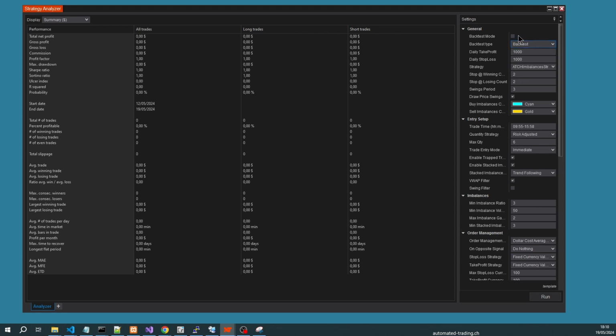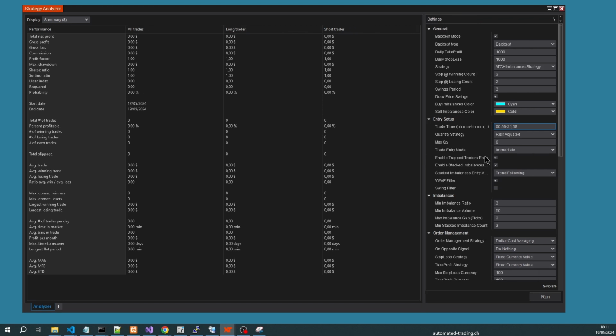So to do a backtest, you select, of course, backtest mode, and you should select this backtest mode checkbox here. I will leave this to default values. This also, I'll set to default, and I will modify this. I will put my trade time as such. Risk adjusted, I will leave this. Maximum quantity 6. Immediate, I will put wait for confirmation.